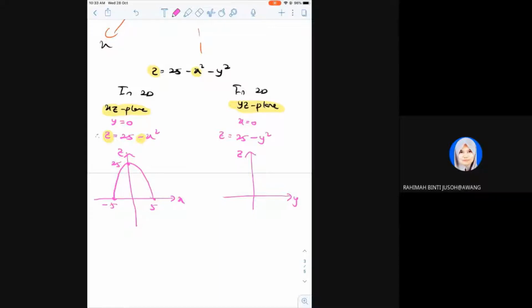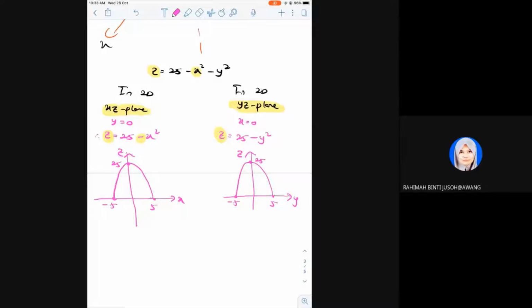Alright, so now we will get the same graph, because the subject is Z. So of course it's a downward parabola, and then we will have it like this. Here should be 25, and dekat part Y pun -5 and then 5. Okay, so now we are going to transform these two graphs.